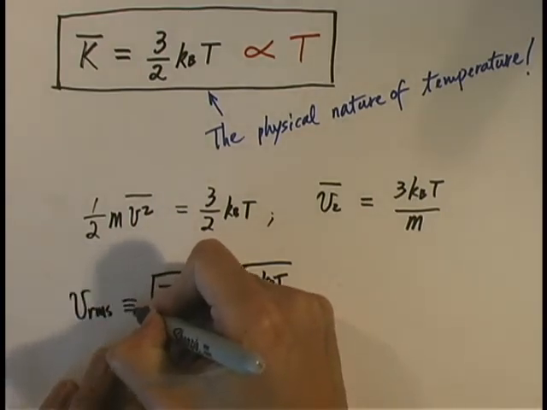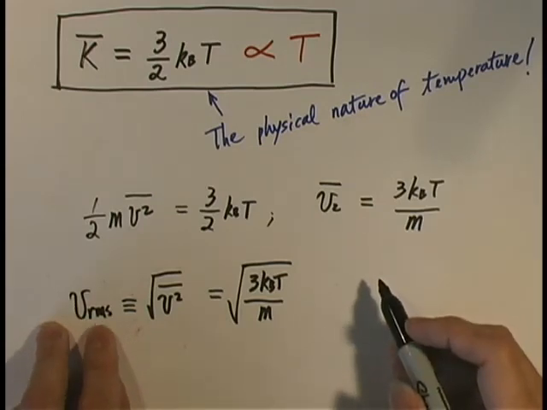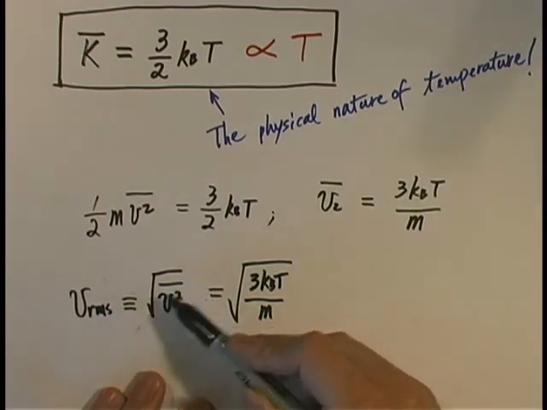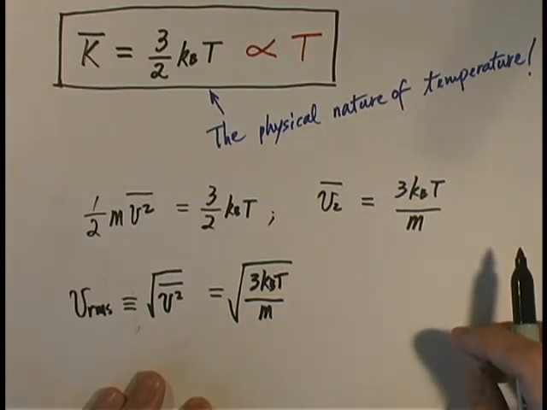VRMS. What does RMS mean? R means root, M means mean, and S means squared. So what you do is you square it first, that's S, and you take the mean value, that's M, and then you take the square root, that's R.